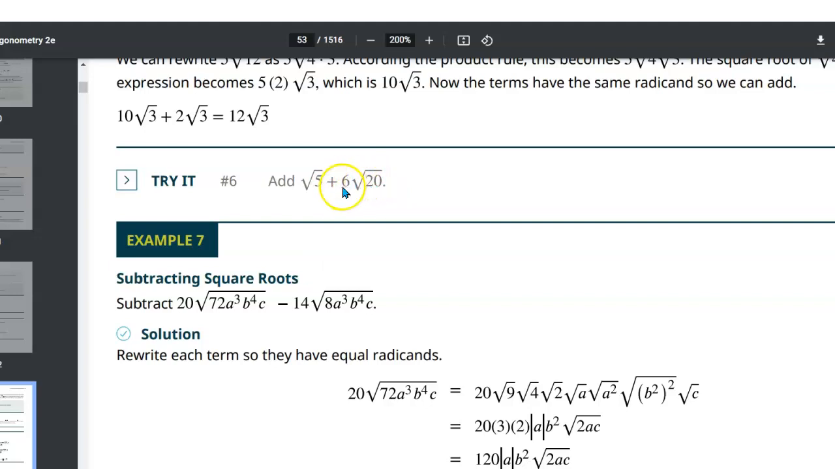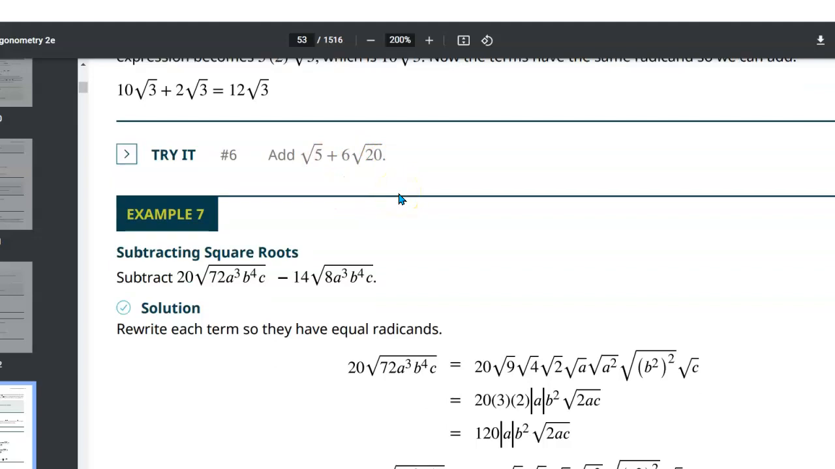Square root of 4 is 2. 6 times 2 is 12. So 1 radical 5 plus 12 radical 5 is 13 radical 5 for this one.